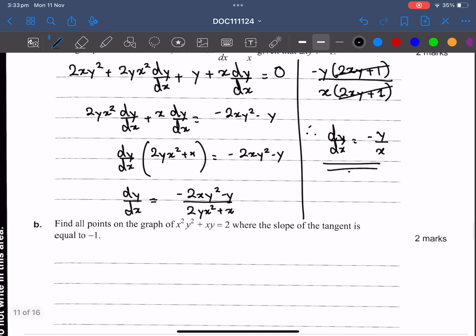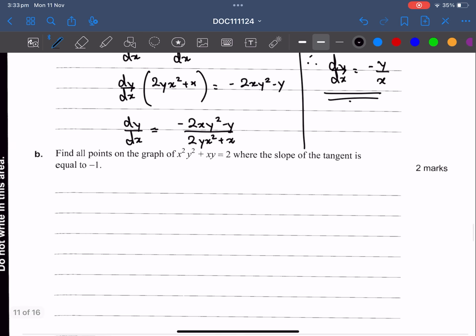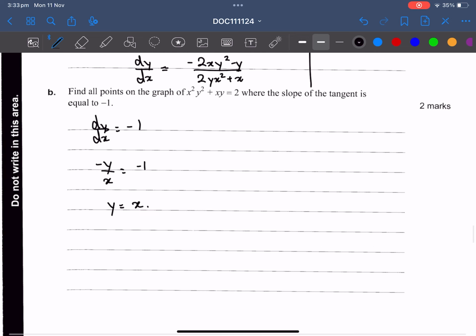Okay. Find all the points on the graph where the slope of the tangent equals minus 1. So dy/dx equals minus 1. So we get negative y over x equals minus 1. So y is going to be equal to x. So we substitute that back into the equation. So x to the power of 4 now, plus x squared equals 2. So x to the power of 4 plus x squared minus 2 equals 0.